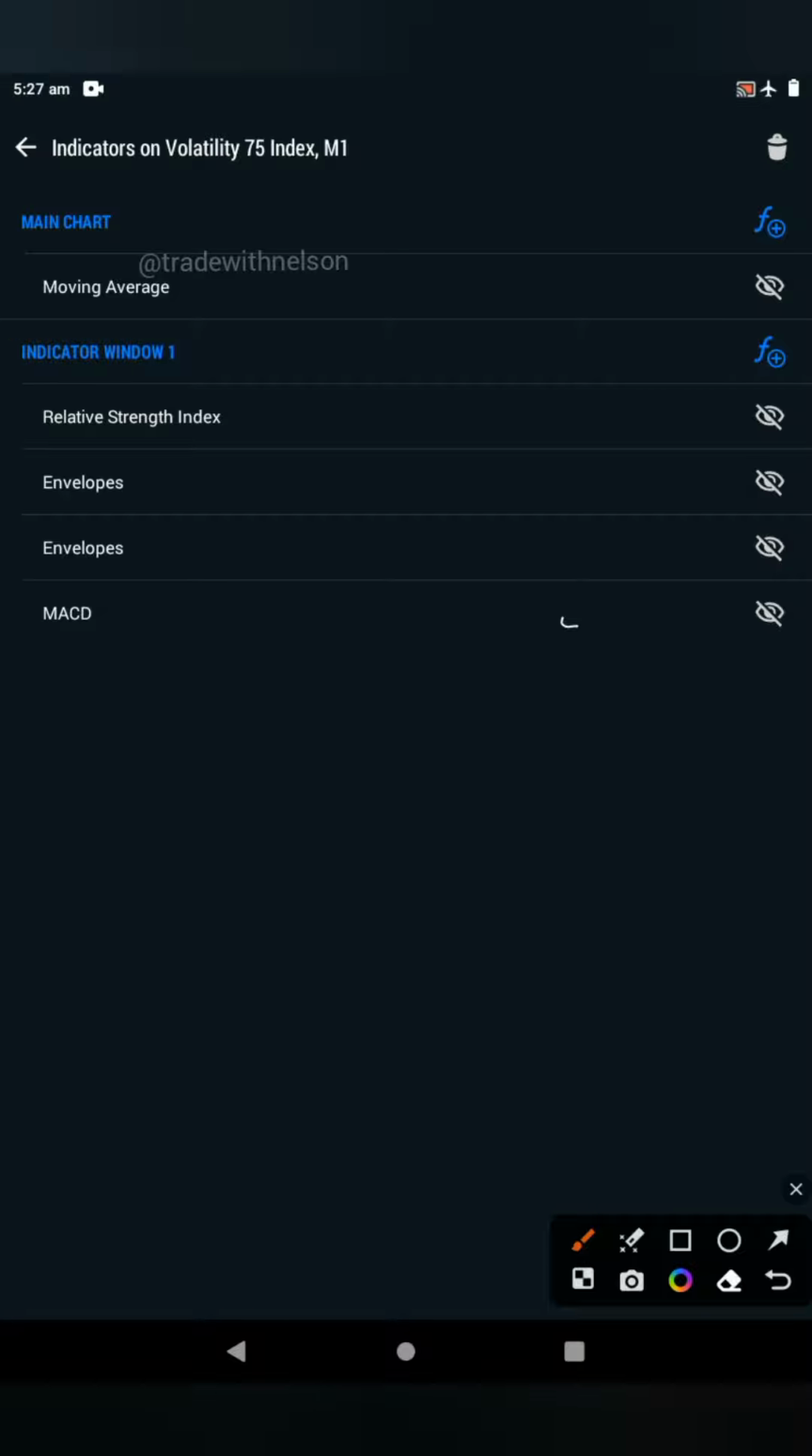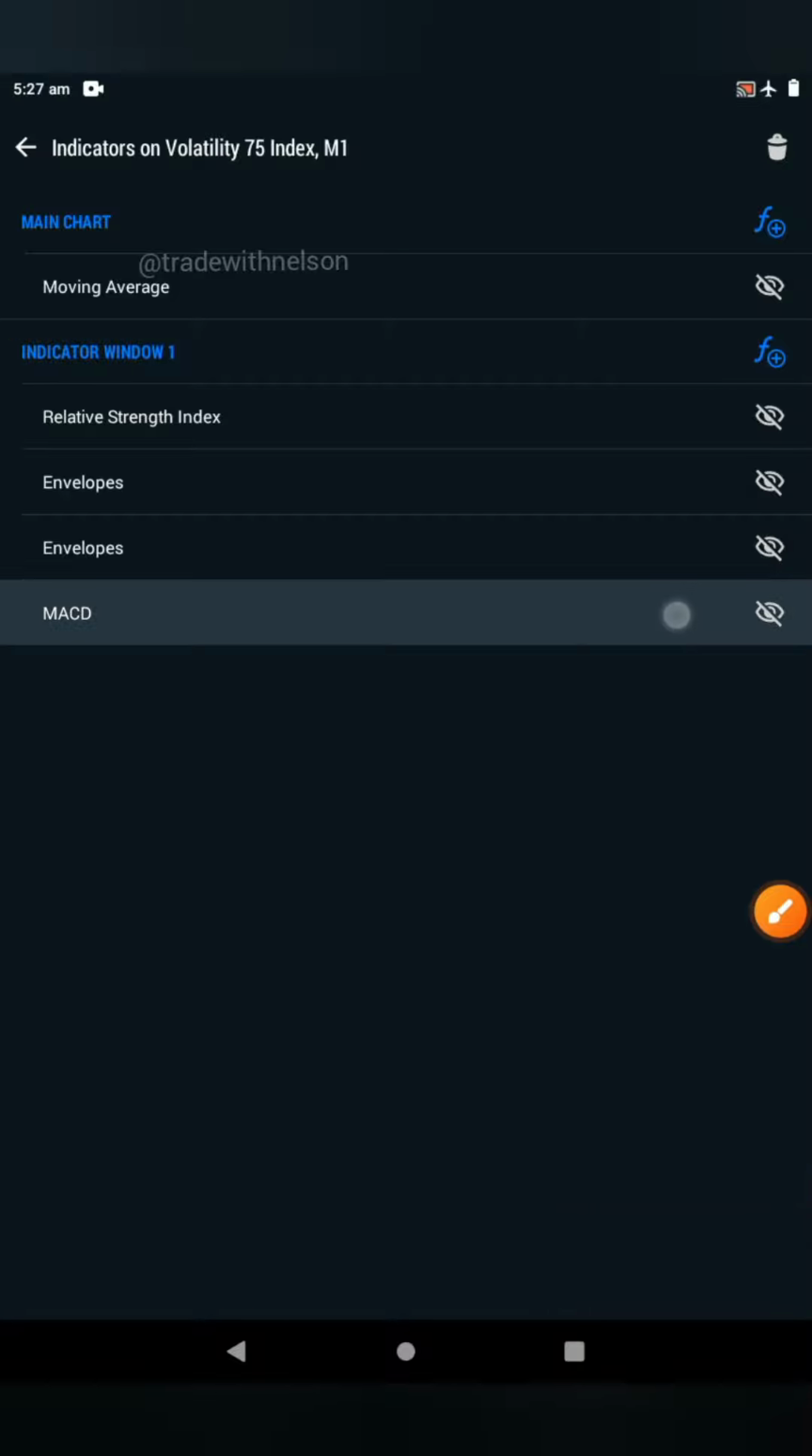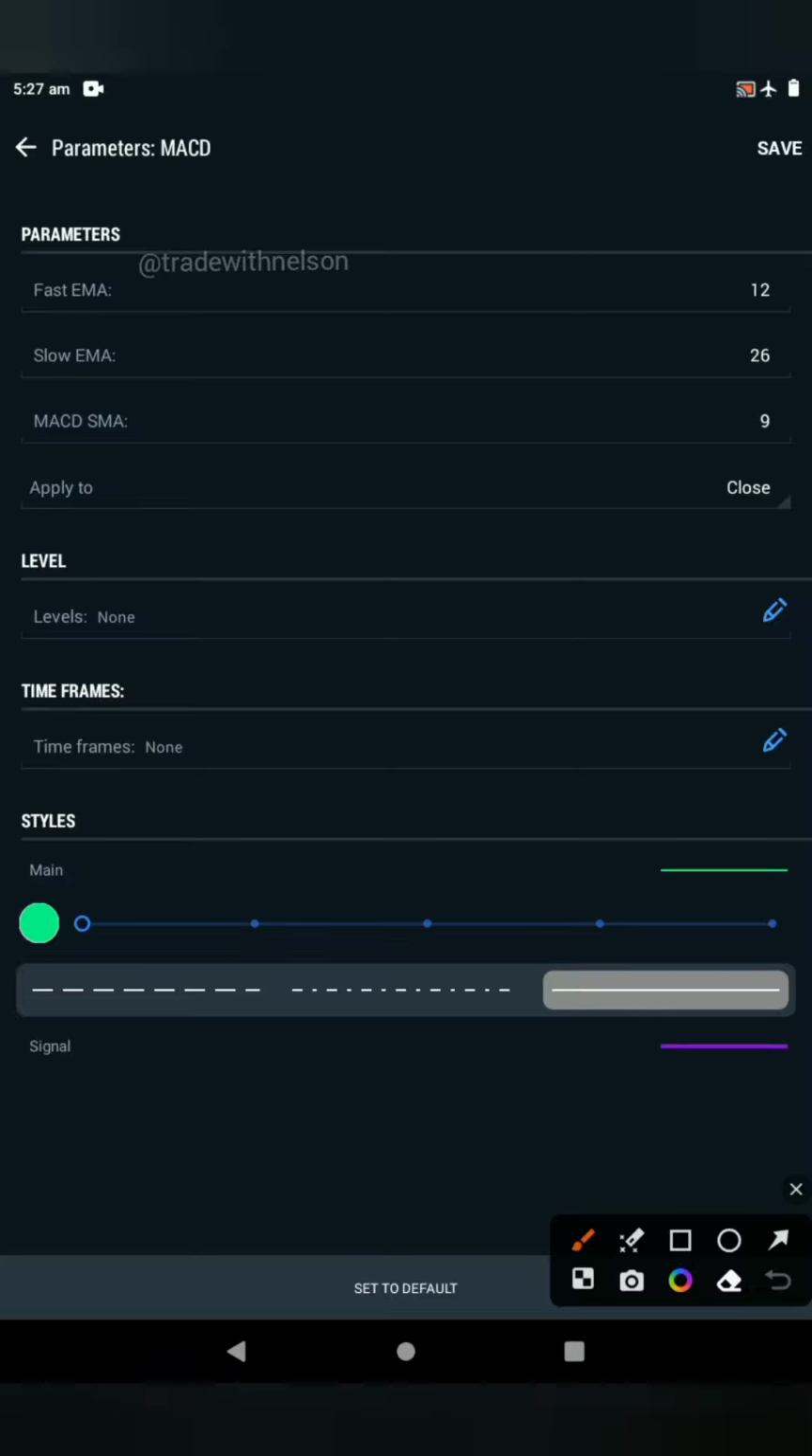The last indicator is the MACD. To select that, click on the F icon on the indicators window 1 and search for MACD. Make the fast EMA 12, slow EMA 26, MACD SMA 9, apply to close. For the styles, make it a color of your choice. For the signal style, a color of your choice. After that, click on save.